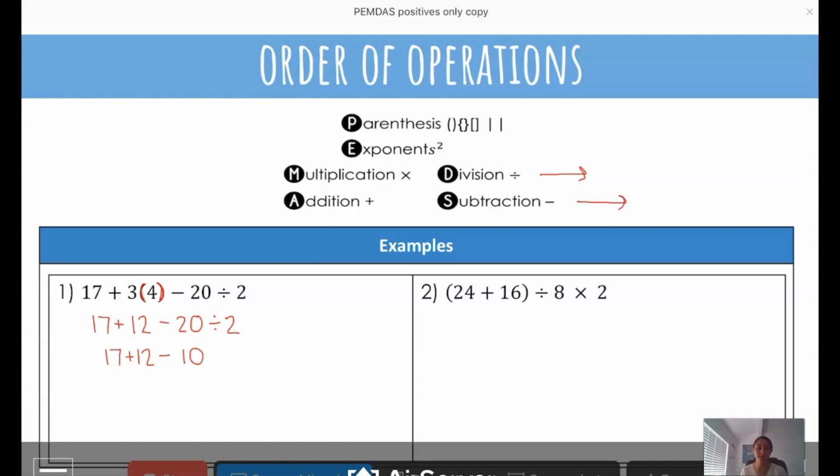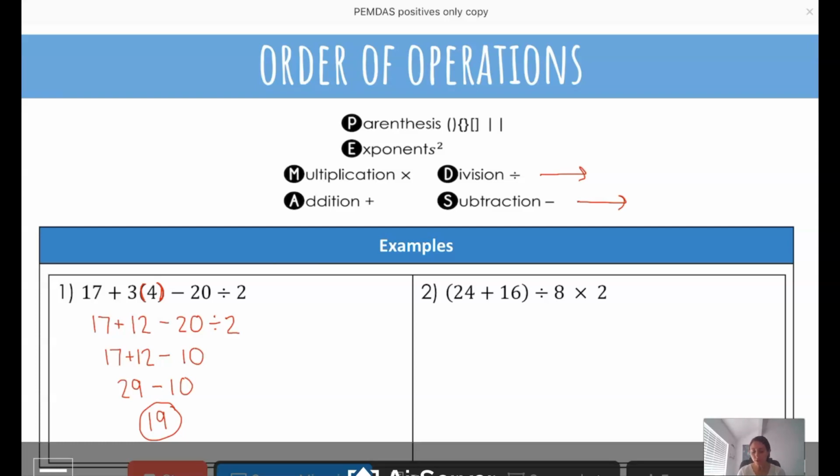Now I'm just left with addition and subtraction, which also gets done in order from left to right, or as they appear. So in this particular problem, addition comes before subtraction. So I'm going to do 17 plus 12 before I subtract 10. 17 plus 12 is 29. Bring down that minus 10. Now 29 minus 10 is going to give us 19, which is our final answer.